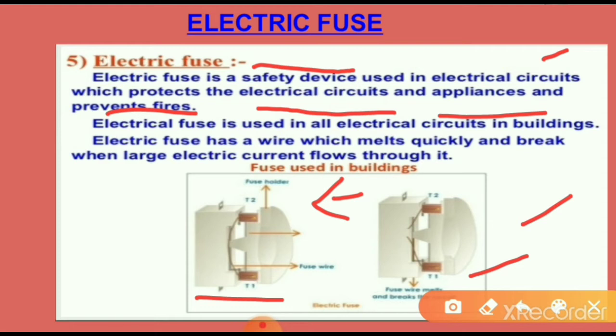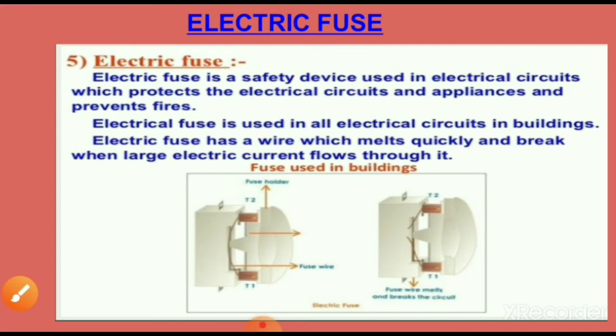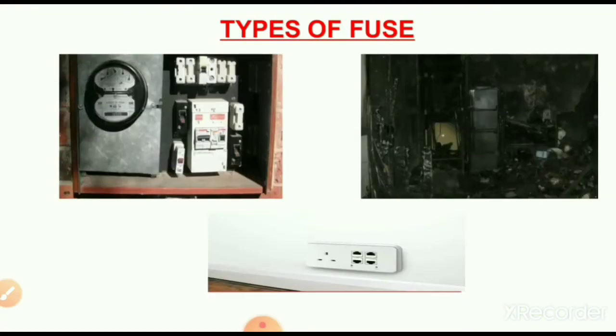So this is what we know about the electric fuse. It is a safety device and it is used in electrical sockets. Why do we use it in electrical sockets? Because it protects the sockets and appliances and prevents fires, so that is why we use it in electrical sockets in buildings. Briefly, we have discussed where we use the electric fuse, and now what are the uses of the fuse?